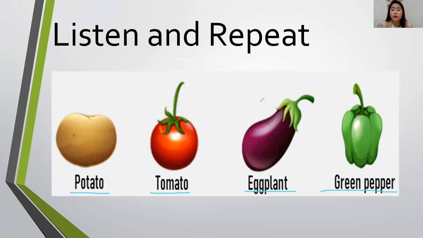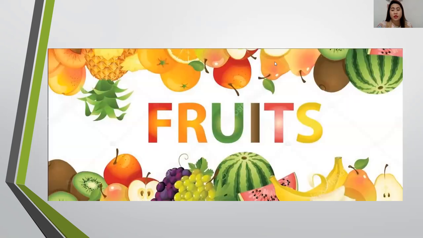Potato, tomato, eggplant, and green pepper. Okay, so all right. Let's start the fruits and vegetables. Okay, the fruits and vegetables. The fruits here. Okay, we are done with the vegetables, so we go to the fruits.